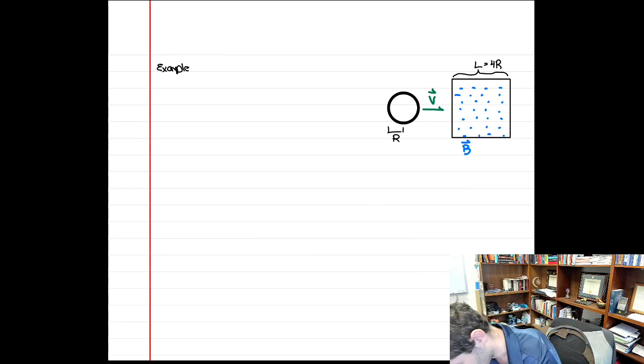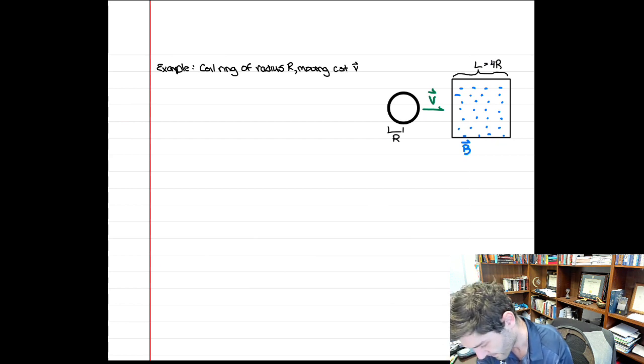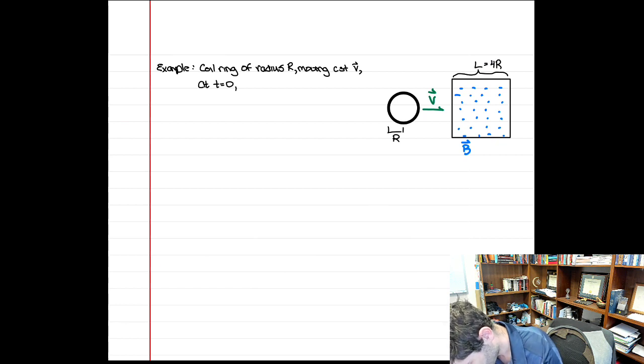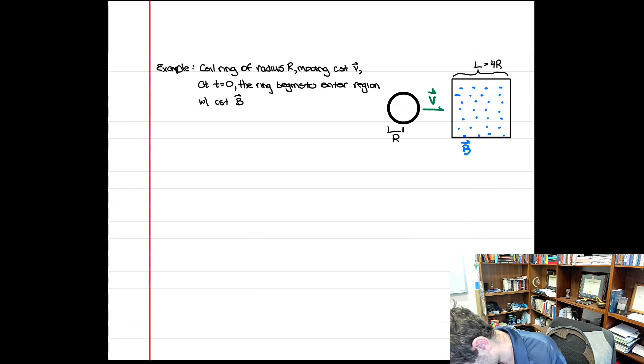So you have a coil ring of radius r, and it is moving horizontally with a constant velocity to the right. And eventually, we'll say at t equals 0, the ring begins to enter this region that has a uniform magnetic field. So it enters a region with a constant magnetic field, which looks like it's pointing out of the page. The region is length 4r.